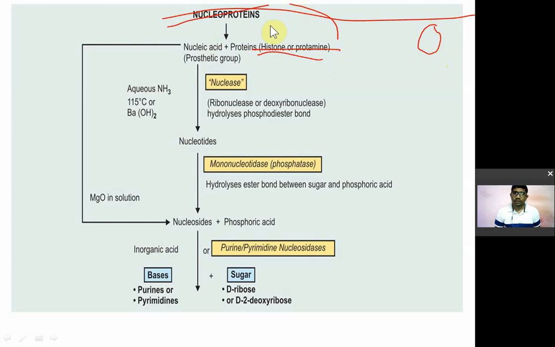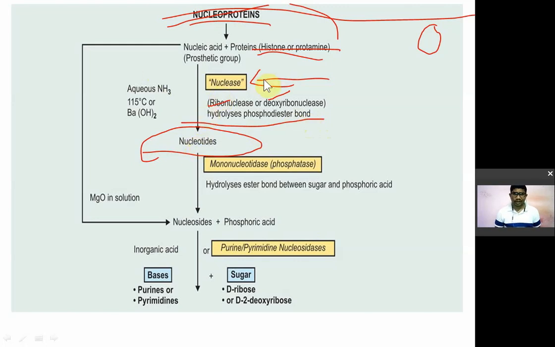Now if you hydrolyze this nucleoprotein, then you are getting nucleotides. Now how you can digest this nucleoprotein, or how you can break down this nucleoprotein? So you can break down this nucleoprotein by two ways. First, you can digest this nucleoprotein by using various enzymes like nucleases. Okay? You can digest by nucleases like polynucleases, like ribonucleases or deoxyribonucleases. They will hydrolyze the phosphodiester bond in the nucleoprotein. Now what will happen? You will get nucleotides.